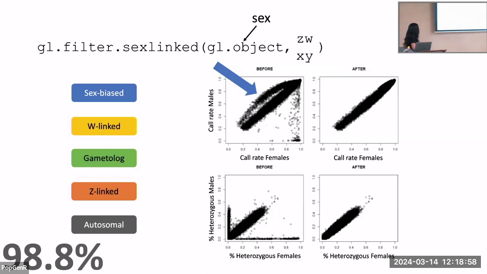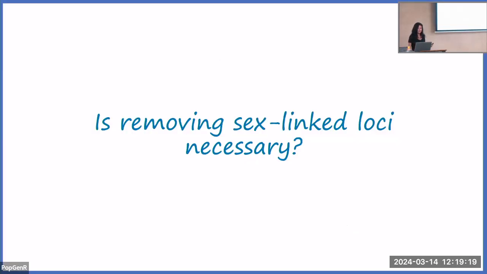I am very, very proud to announce that this function has an average of 98.8% accuracy in correctly identifying autosomal loci. This for us was super important because we wanted you to trust that whatever you use as autosomal loci down the line will actually be so. I am selling you the function, but maybe you say, okay Diana, is this really necessary? Can I just omit this? Really?